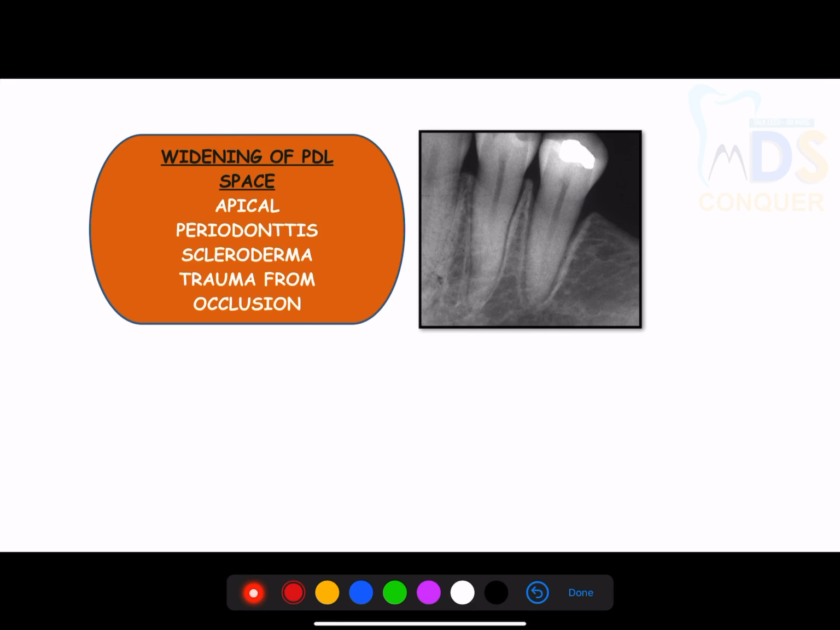Then the widening of the periodontal space. There are various conditions where you can see a widening of the periodontal space, but for us apical periodontitis is very important. You can see here the widening of the periodontal space in scleroderma and trauma from occlusion. Scleroderma is very important to be noted. In scleroderma you can see widening of the periodontal space, and apical periodontitis everyone knows, so concentrate on scleroderma.